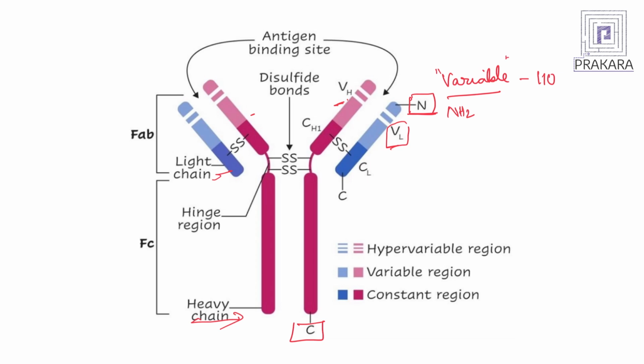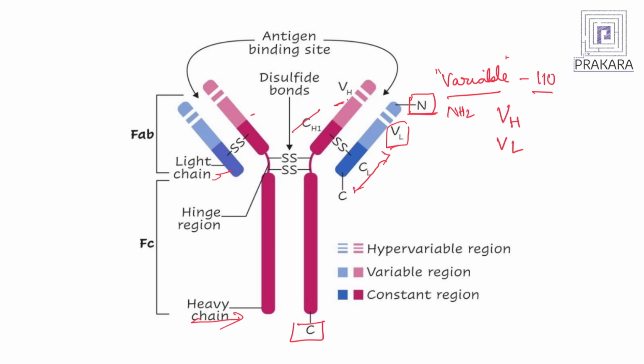The first 110 amino acids are highly variable. With respect to the heavy chain and light chain, they are represented as VH, variable heavy chain, and VL, variable light chain. Coming to the next region, this is your constant region.